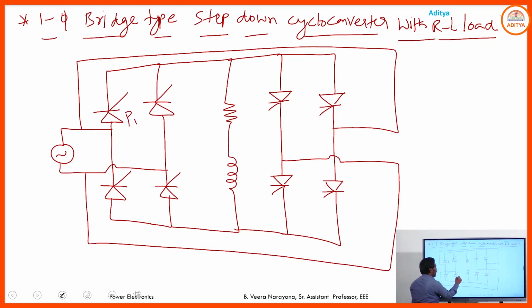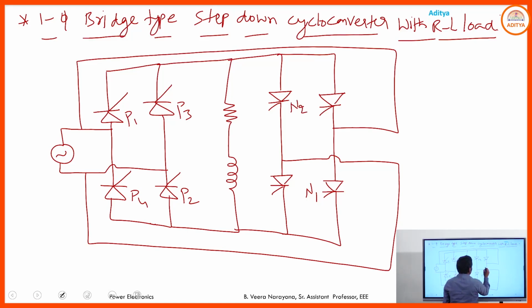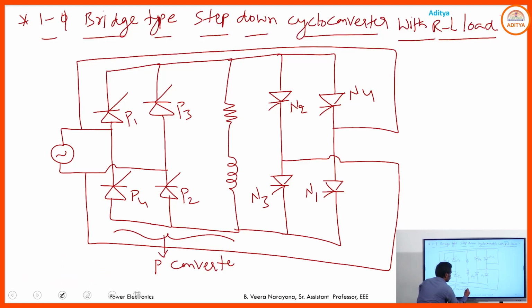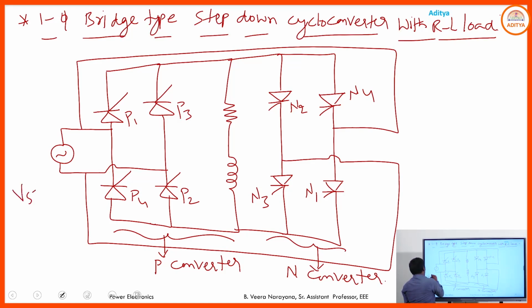Here this is the P type converter, which consists of P1, P2, P3, P4. So here this is the P converter, and here it is the N converter. And here you have the source.